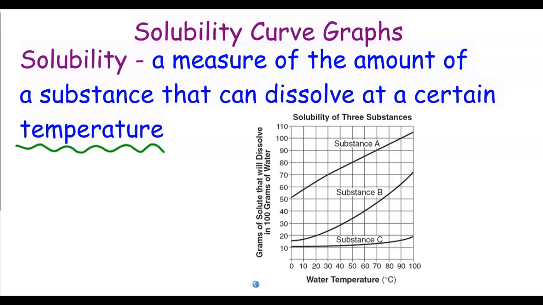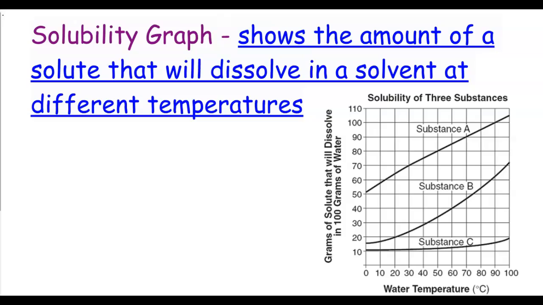Solubility just measures how much of a material can dissolve at a given temperature. So, a solubility curve or graph will plot the temperature versus the grams that will dissolve. Typically, this will be in 100 grams of water. As the temperature changes, the amount of material that can dissolve can increase, and in some cases even decrease. A solubility graph helps us measure the amount of solute that dissolves depending on the temperature.